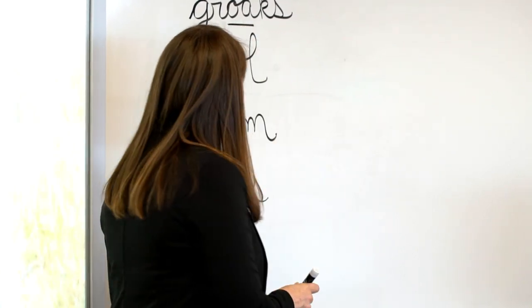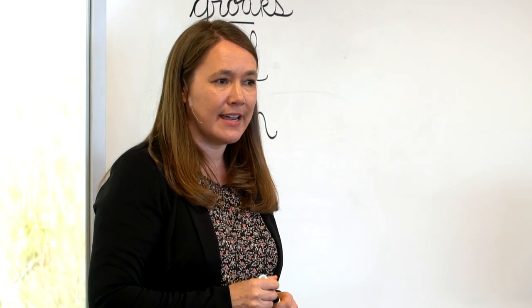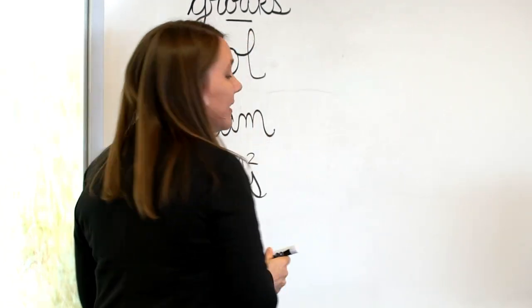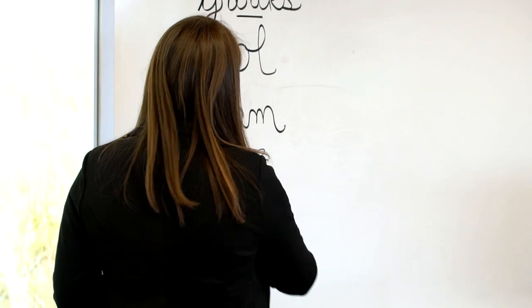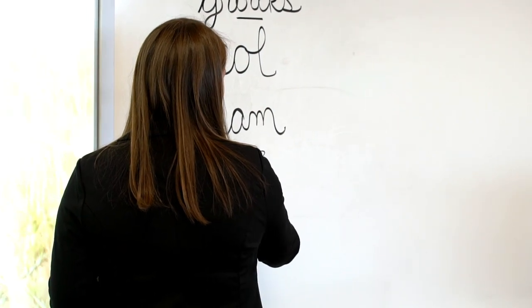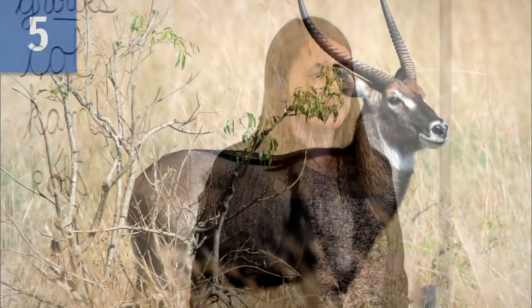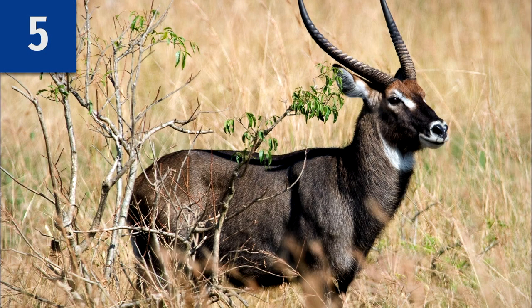K-a-b-z. What sound of s-z did this say? It's second sound, so we'll put a little two over it to remind us it said its second sound. Let's sound it out. K-a-b-z. Cobs. What's a cob? Yeah, this animal here is a cob.